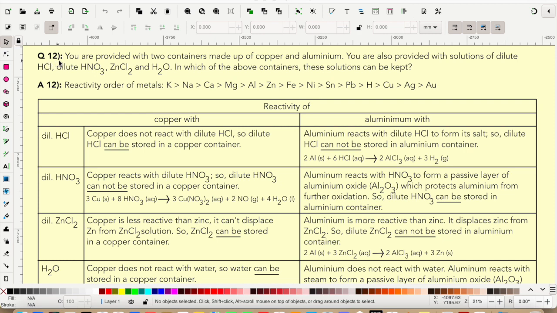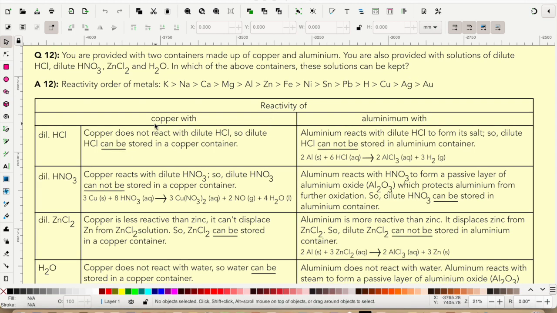Question number 12. You are provided with two containers made of copper and aluminium. You are also provided with solutions of dilute HCl, dilute HNO3, ZnCl2 and H2O. In which of the above containers can these solutions be kept? First we will see the reaction between copper and these compounds. Then we will see the reaction between aluminium and these compounds. Copper does not react with dilute HCl. So dilute HCl can be stored in a copper container.